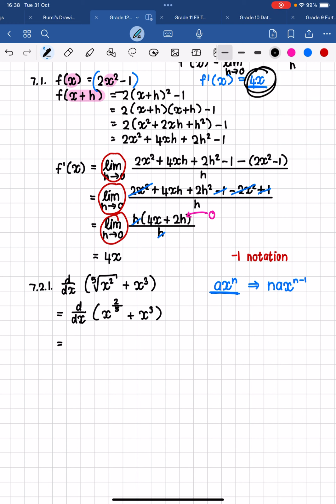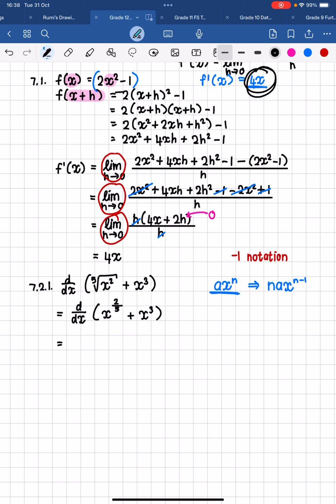So now we are going to stop writing d over dx. Again, that notation thing. Once you find the derivative, it's the same as up here, once you actually sub in h equal to 0, you stop writing this limit thing. Once you find the derivative, you stop writing d over dx. Okay, so now we're going to apply this rule.